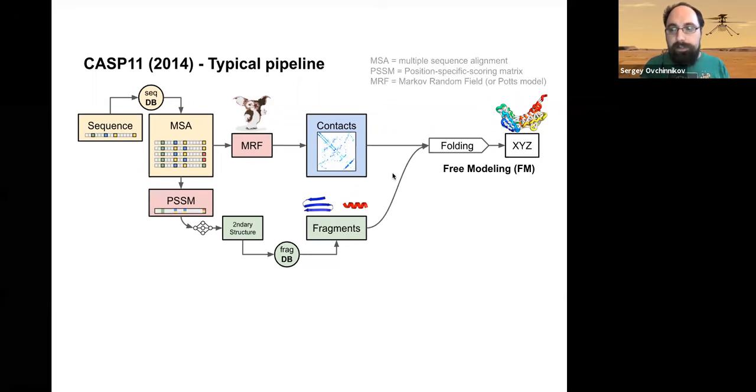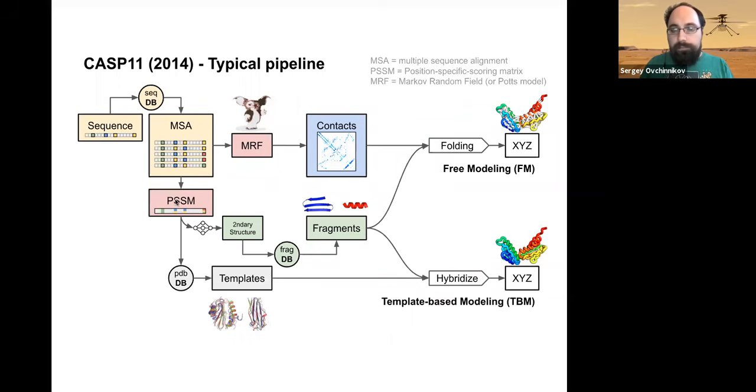So this is the traditional way people used to do protein folding: you take a multiple sequence alignment, you predict contacts based on sites that are covariant. You take the multiple sequence alignment, you construct a PSSM, you predict secondary structure, you search against the database of fragments, and then you recombine these fragments with some kind of folding algorithm, like FragFold from David Jones or Rosetta from David Baker.